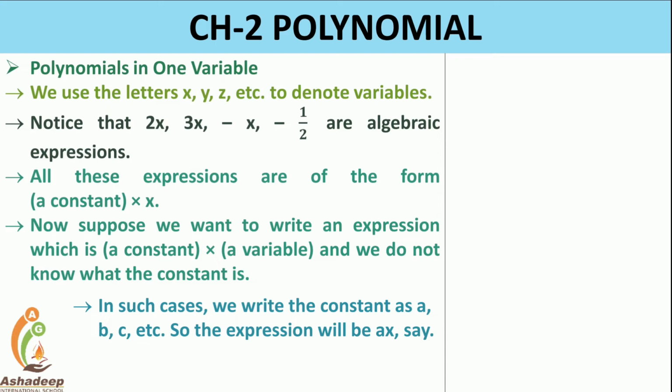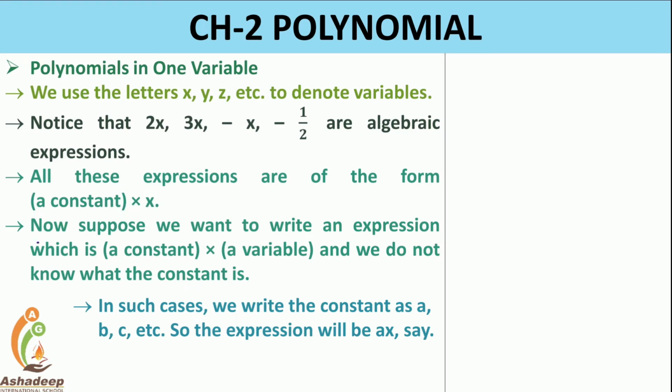Okay, and let's check polynomial in one variable. We use letters x, y, and z, etc. to denote the variable in general, right? You can also take a, b, c, d, whatever, but in general we use x, y, and z for the variables. Notice that 2x, 3x, minus x, minus x by 2 are algebraic expressions. All these expressions are of the form constant multiplied with x. This is the multiplication sign. So it is the constant multiplied by x.